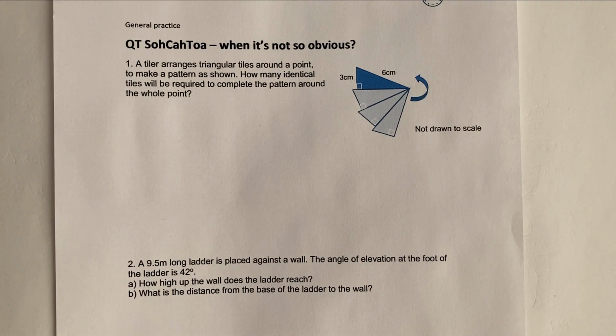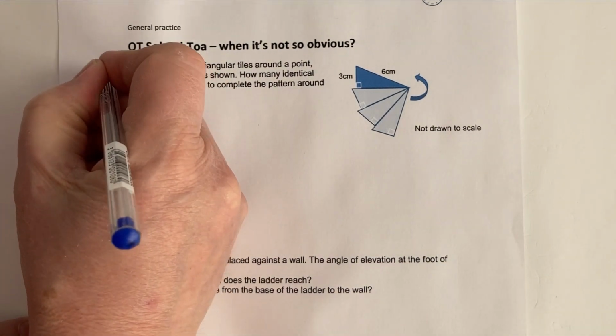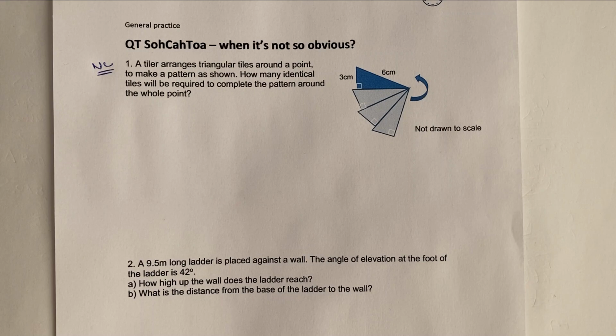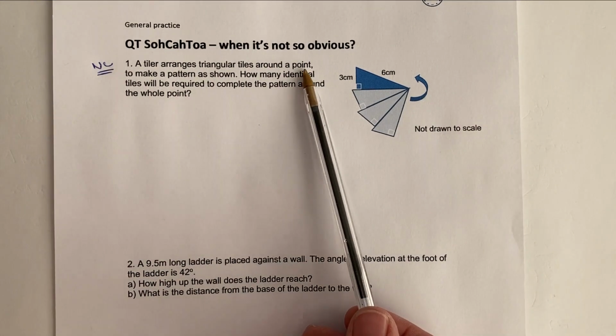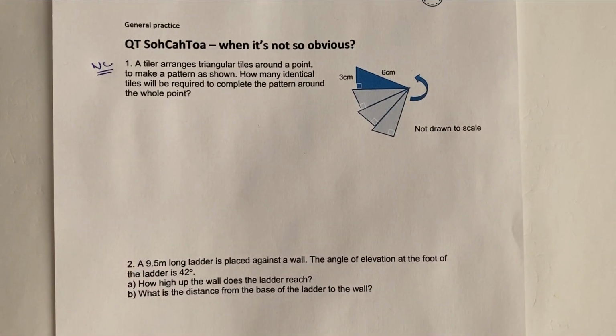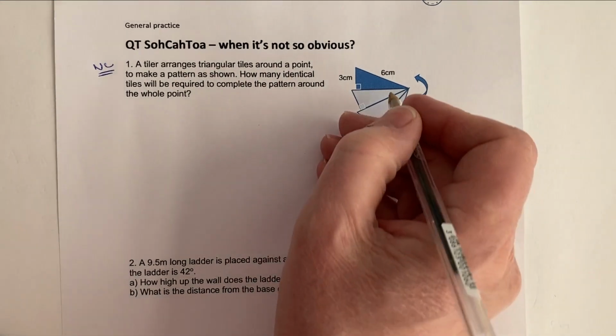So on question number 1, I would point out this would typically be on a non-calculator paper. So although I haven't noted it here, it would be non-calculator. The issue with it is that what we need to know is how many triangular tiles we're going to get around a point. In other words, how many tiles we're going to get in the full circle, which is going to be 360 degrees.